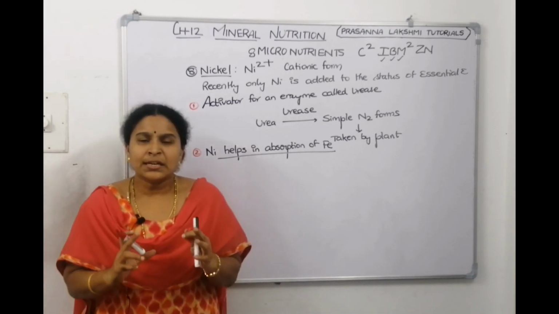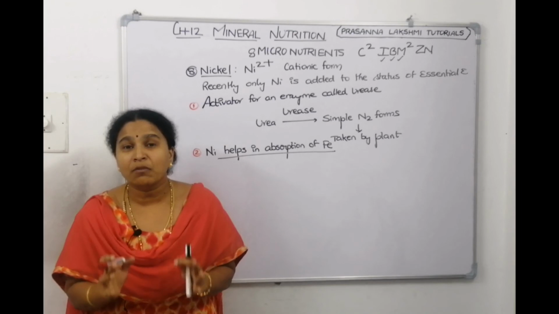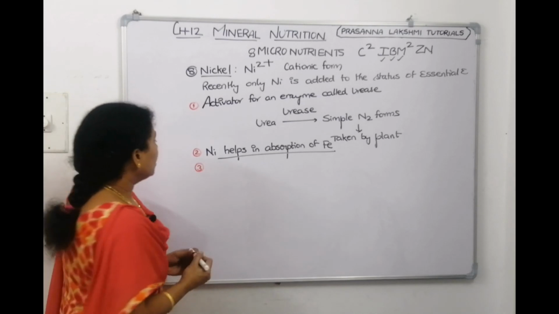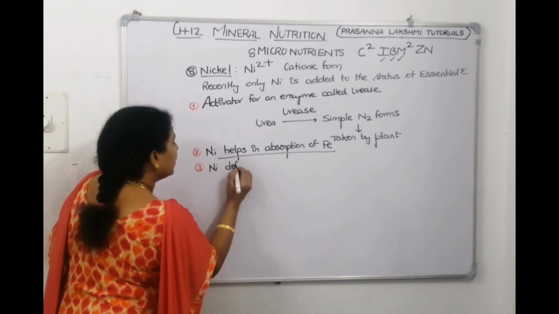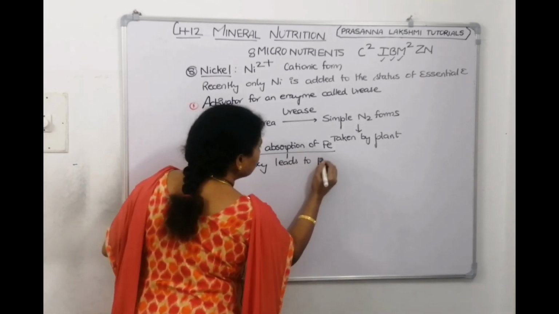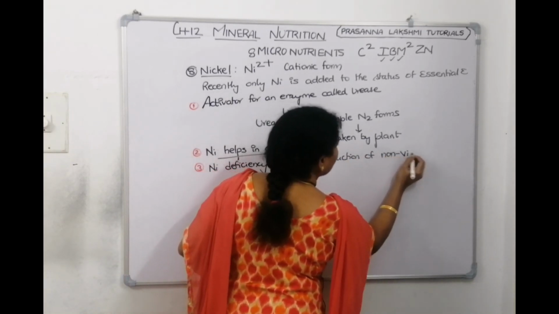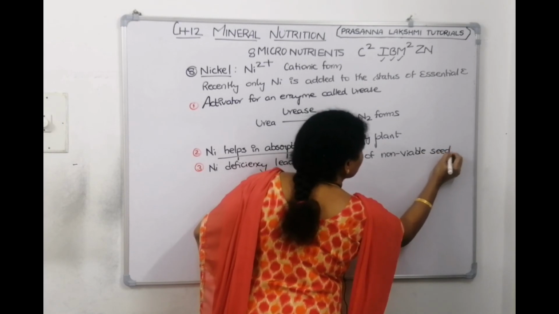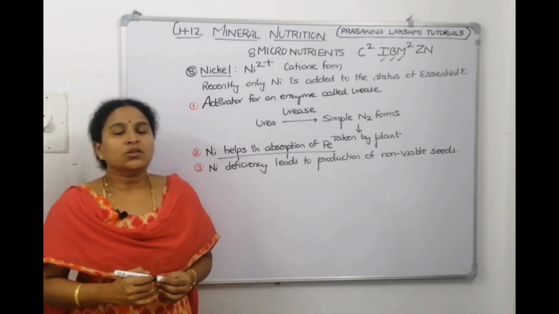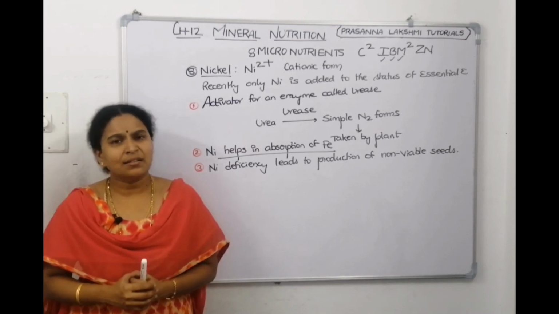The last function is deficiency of nickel leads to the development of dead seeds, non-viable seeds. So the seeds will become dead. They can't germinate. So nickel deficiency leads to production of non-viable seeds. So what do you mean by viability? Viability means livingness. So if nickel is deficient, then the seeds are dead. They can't germinate.